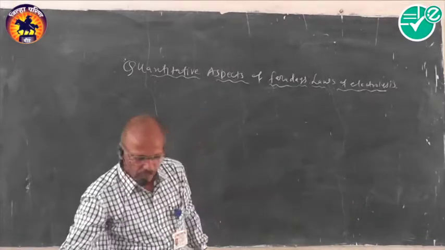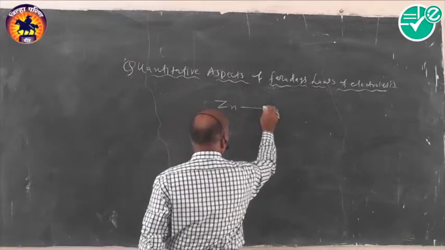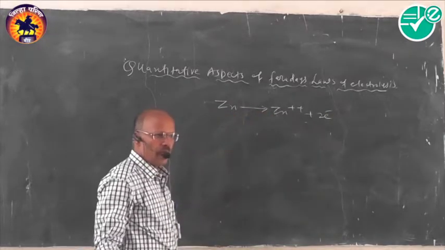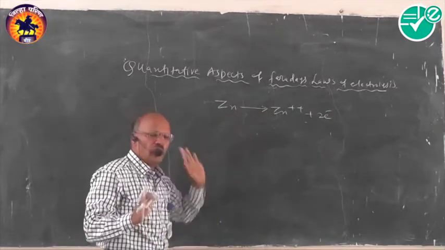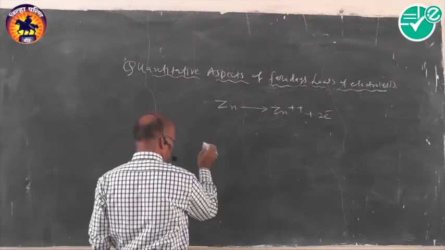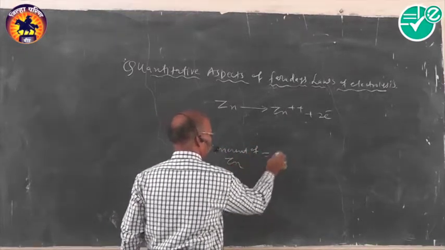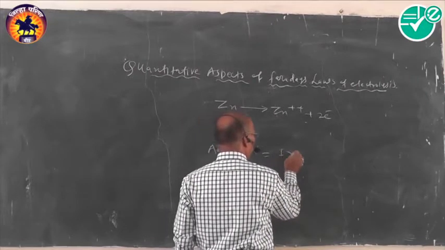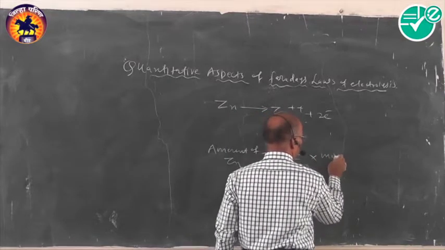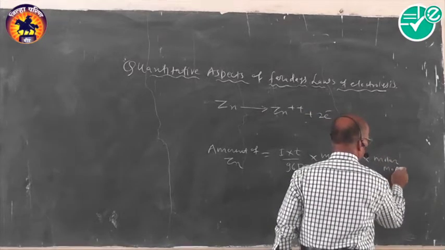Suppose, for our convenience, a reaction is given like this: zinc gives Zn2+ along with 2 electrons. Now we have to work out the amount of zinc deposited in this reaction. How to work it out? Here use the equation directly: amount of zinc is equal to I into T divided by 96,500 into mole ratio into molar mass of zinc.